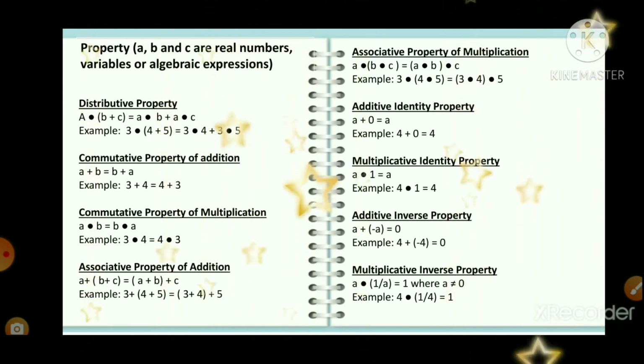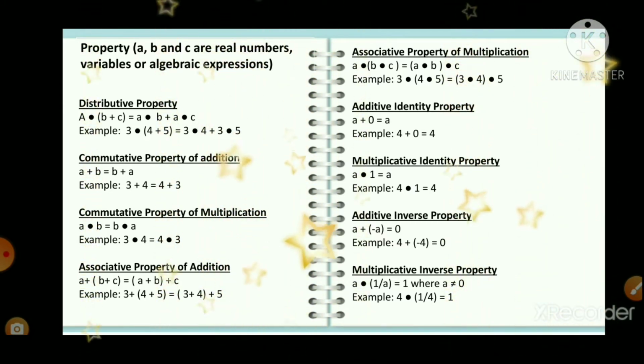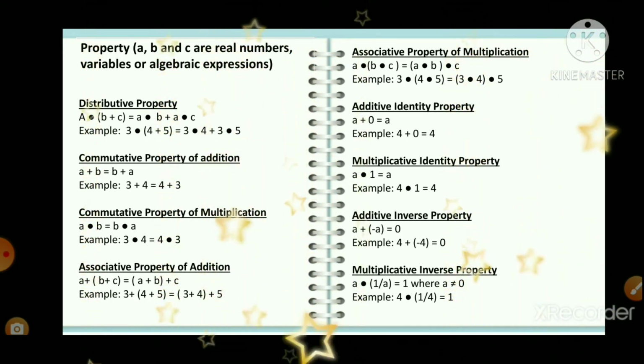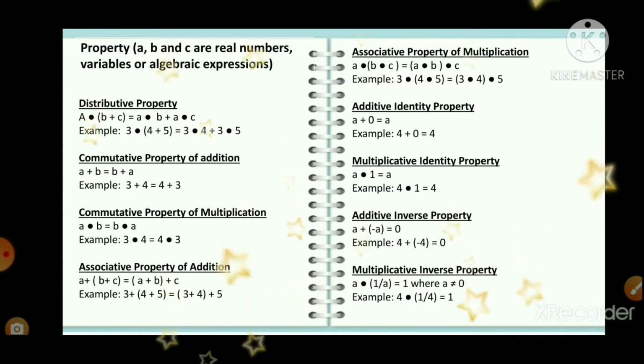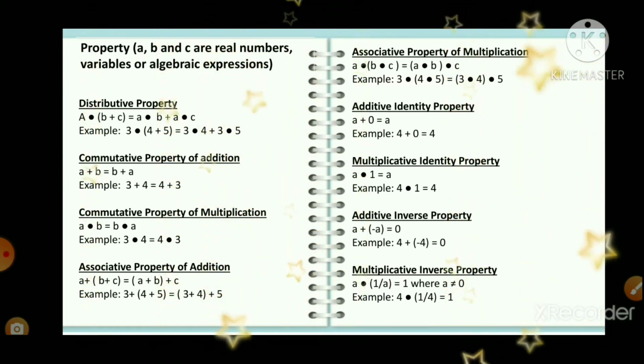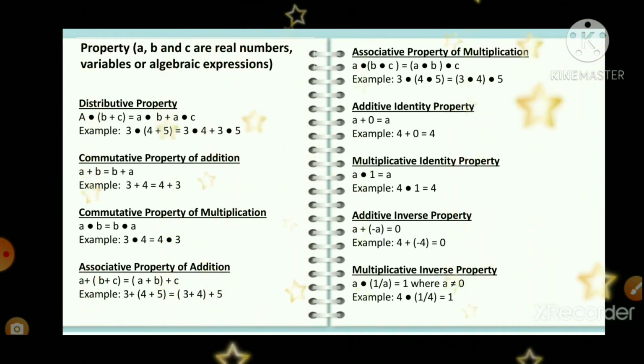Additive identity property. A plus 0 is equal to A. Example, 4 plus 0 is equal to 4. The value that returns the input unchanged.